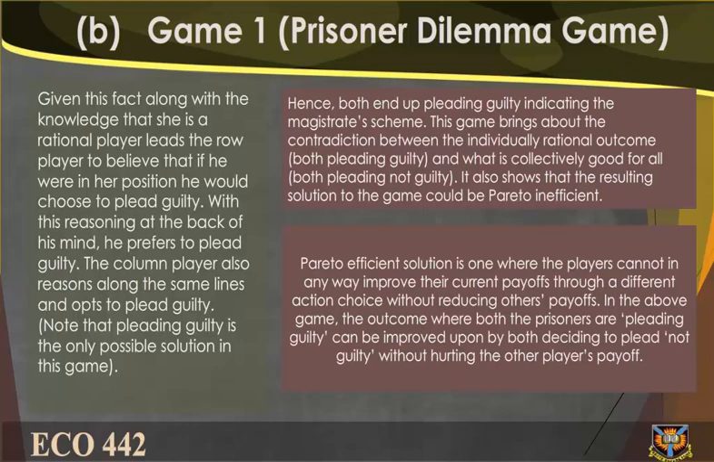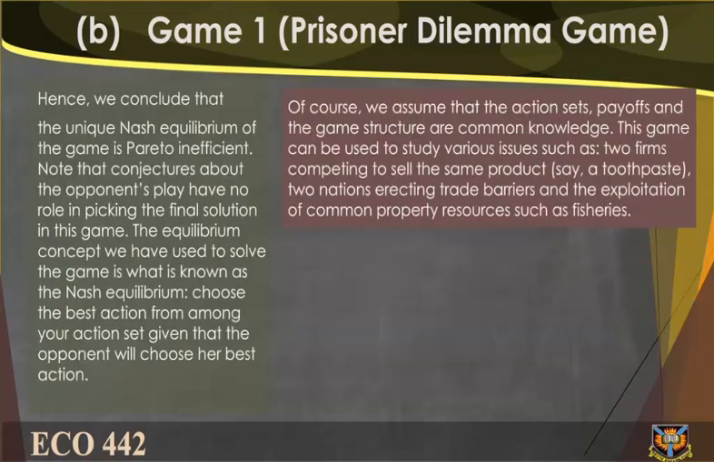In the above game, the outcome where both the prisoners are pleading guilty can be improved upon by both deciding to plead not guilty, without hurting the other player's payoff. Hence, we conclude that the unique Nash equilibrium of the game is Pareto inefficient. Note that conjectures about the opponent's play have no role in picking the final solution in this game.